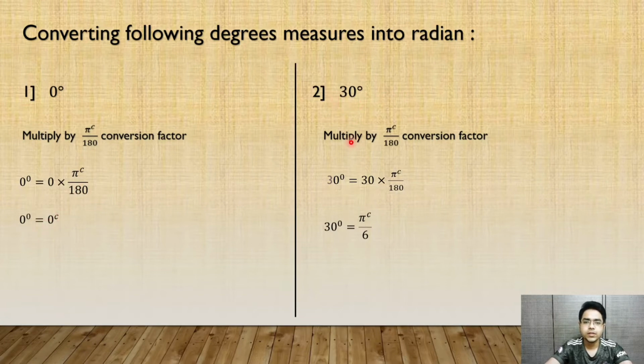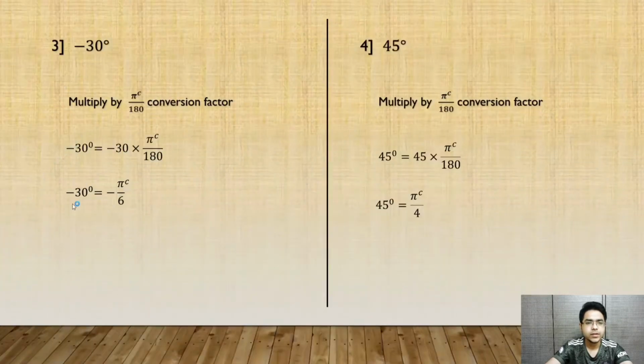For 30 degrees, multiplying by the pi by 180 converting factor, 30 degrees will be equal to 30 into pi by 180, and finally 30 degrees will be equal to pi by 6. Turning to the next slide.